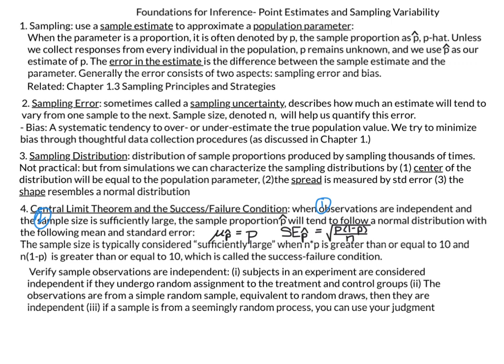And then second, to check whether the observations are independent, we have some clues. 1, subjects in an experiment are considered independent if they undergo random assignment to the treatment and control group. 2, you might know that your sample is independent if the observations are from a simple random sample, equivalent to random draws. And 3, if your sample is from a seemingly random process, you can use your judgment.